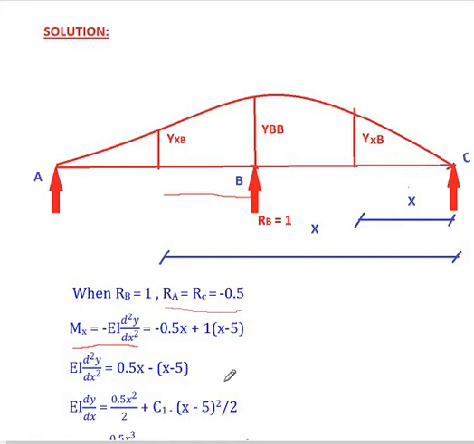So next, minus EI d squared y by dx squared is equal to minus 0.5 into x plus 1 into x minus 5. In the next step, we have to remove the minus sign in this equation. So the minus 0.5x becomes plus 0.5x and plus 1 into x minus 5 becomes minus x minus 5. So this is the moment equation.